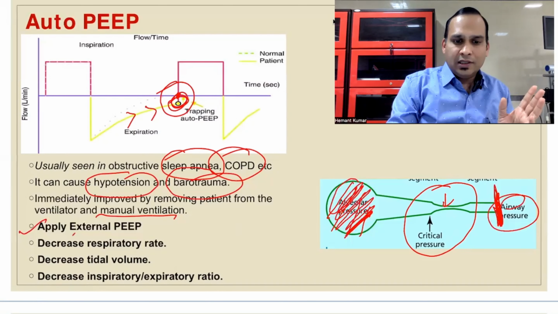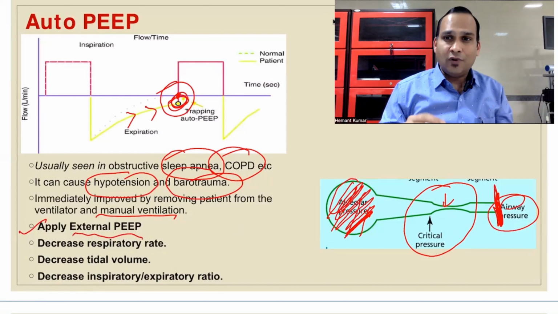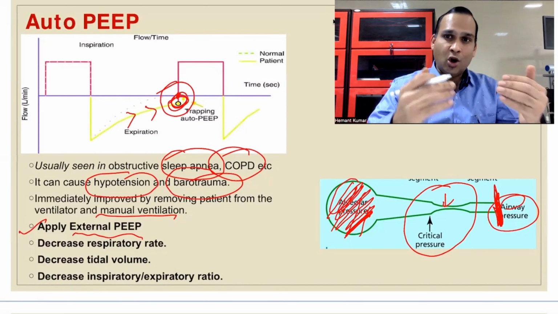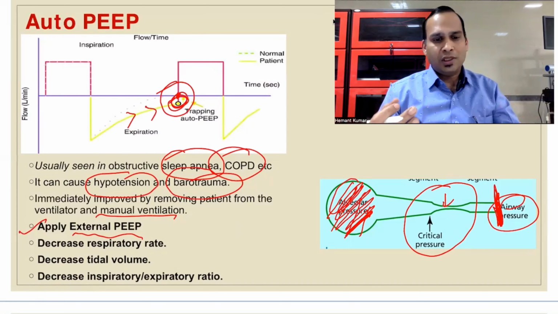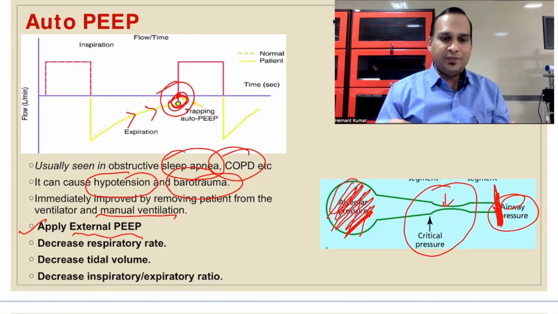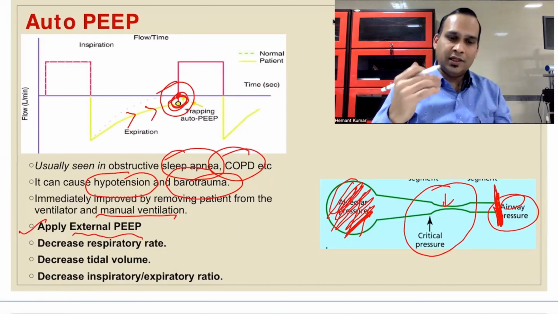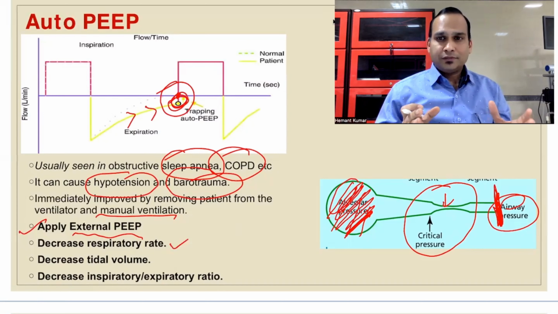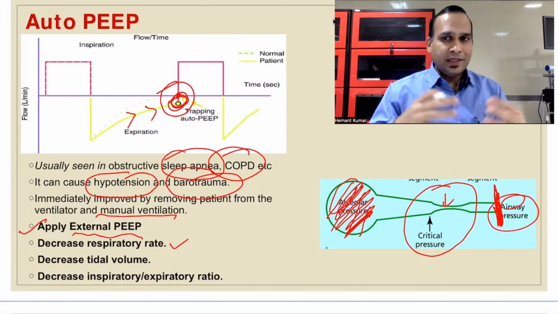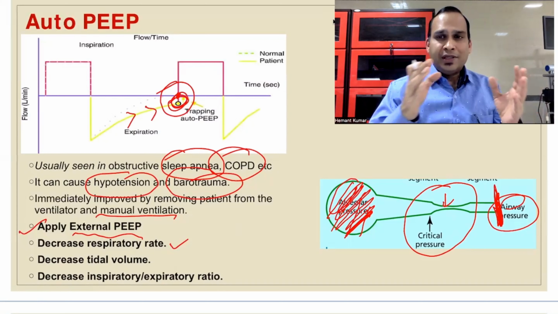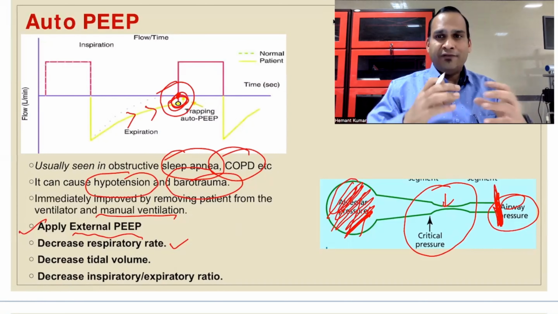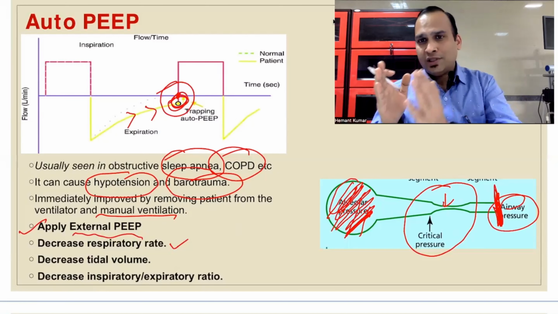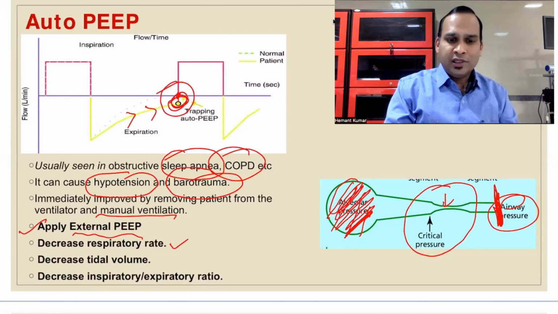So by keeping external PEEP, we can relieve auto-PEEP also, but we should keep external PEEP lower than auto-PEEP. If auto-PEEP is 10, you have to keep external PEEP 8 or 7, always lower than internal PEEP. We have to decrease respiratory rate, because why is auto-PEEP getting developed? Because the patient is not having enough time for expiration. The more the respiratory rate, the shorter the expiratory phase. So we have to reduce respiratory rate.